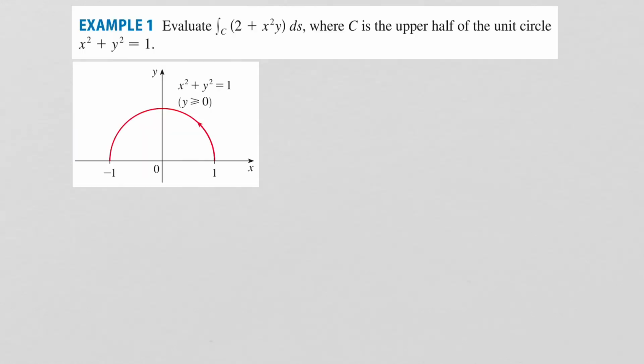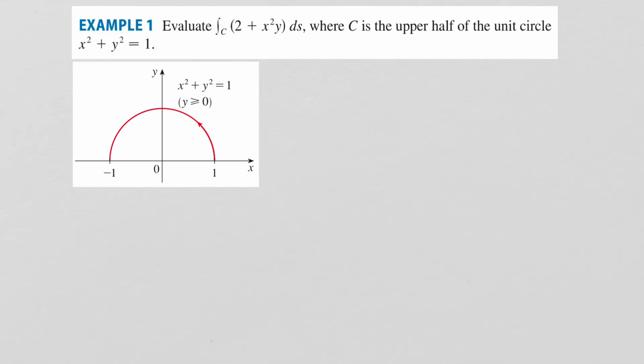So let's take a look at the following example. We want to evaluate the integral along the curve C of the function 2 plus x squared times y with respect to the arc length ds, where the curve C is the upper half of the unit circle x squared plus y squared is equal to 1.